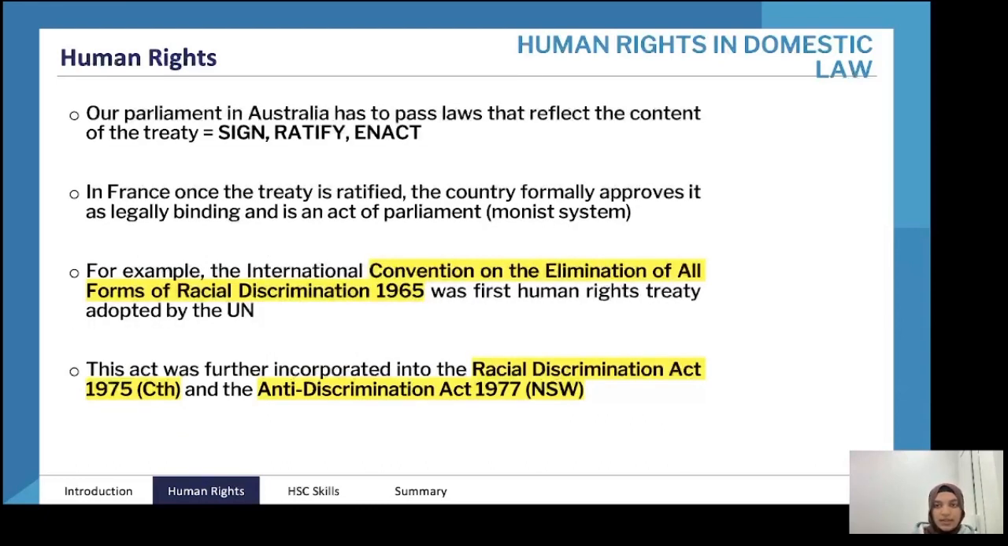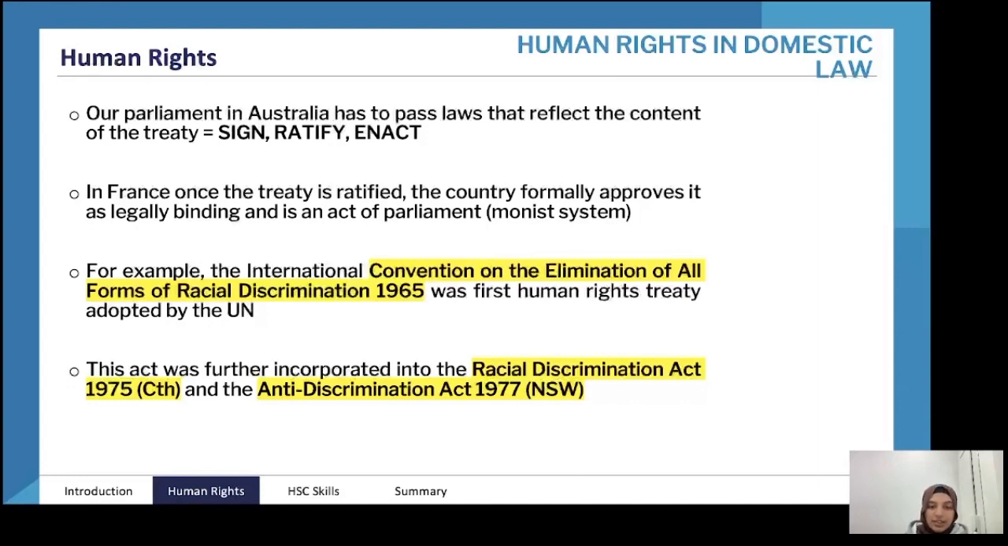So human rights in domestic law. Our parliament in Australia has to pass laws that reflect the content of the treaty. So sign, ratify, enact. In France, once the treaty is ratified, the country formally approves it as legally binding, and then it's sort of an act of parliament. So that's a monist system.